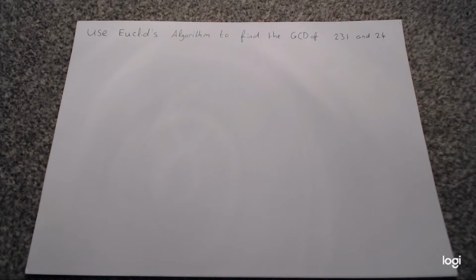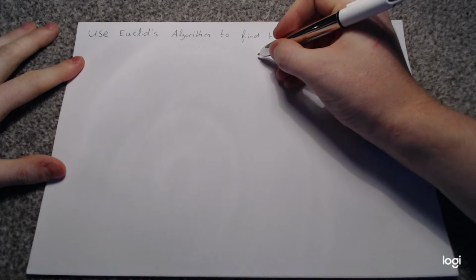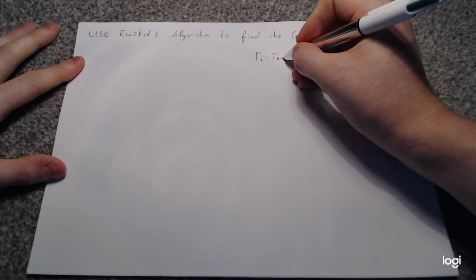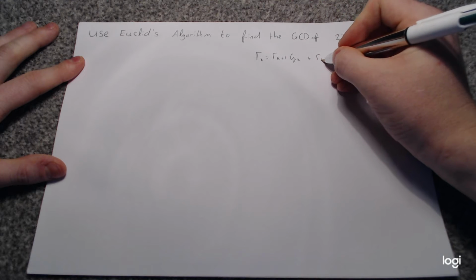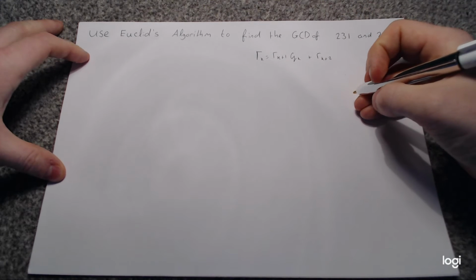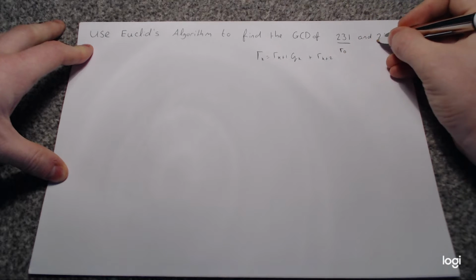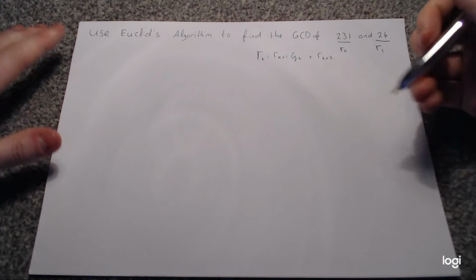So we're going to use Euclid's algorithm to find the greatest common divisor of 231 and 24, and our formula for this looks like this. So it's r_k equals r_{k+1} q_k plus r_{k+2}. Alright, so what I'm going to do is define this number here as r0, and I'll define this number here as r1. And that's going to help us with using this algorithm.